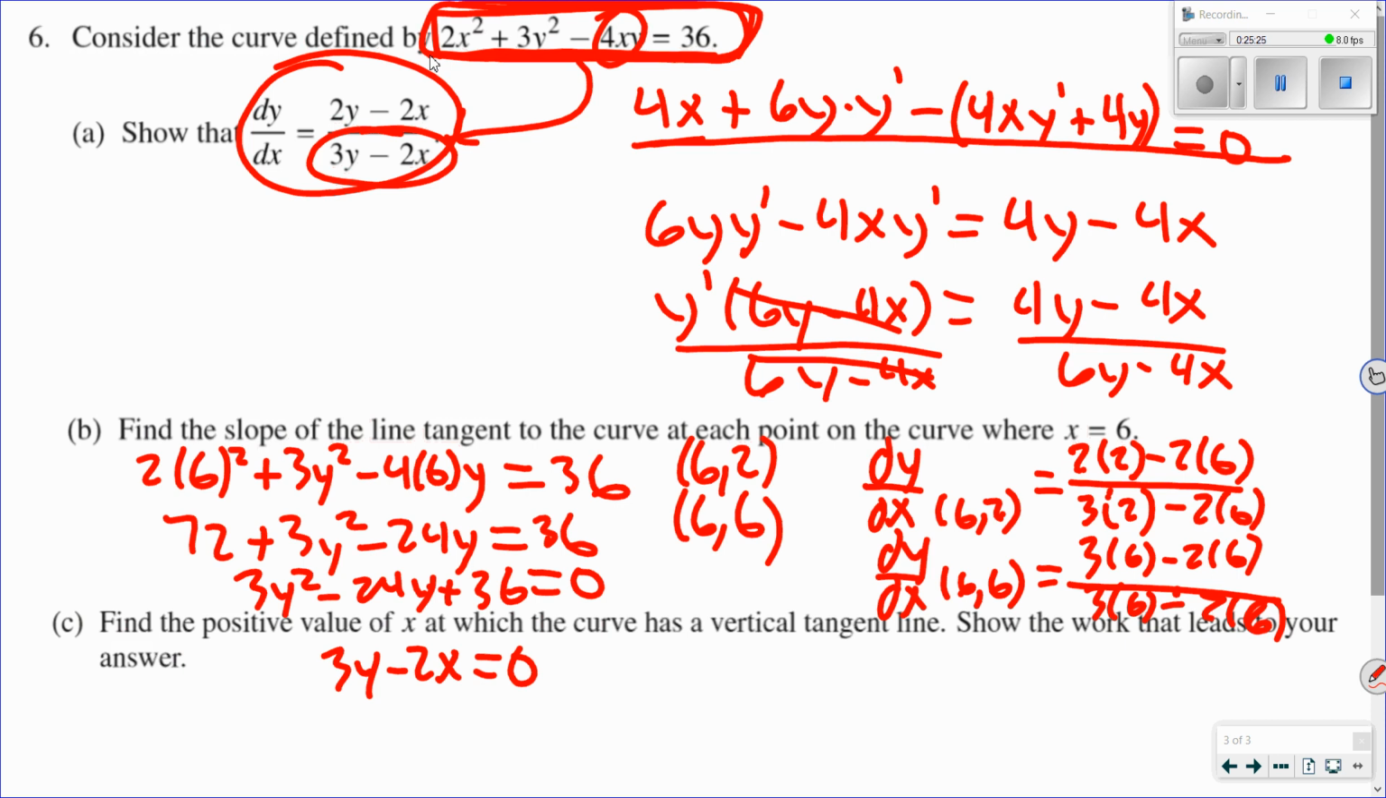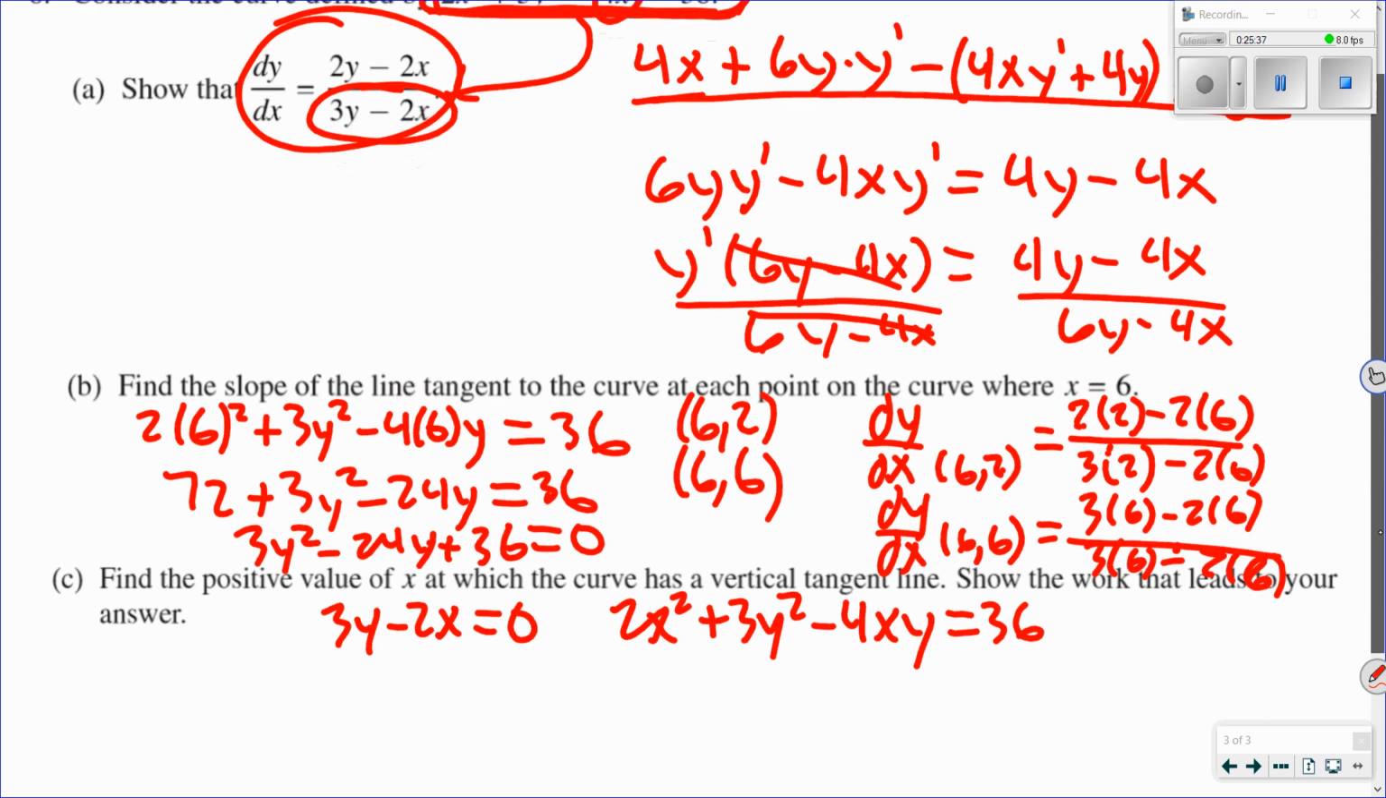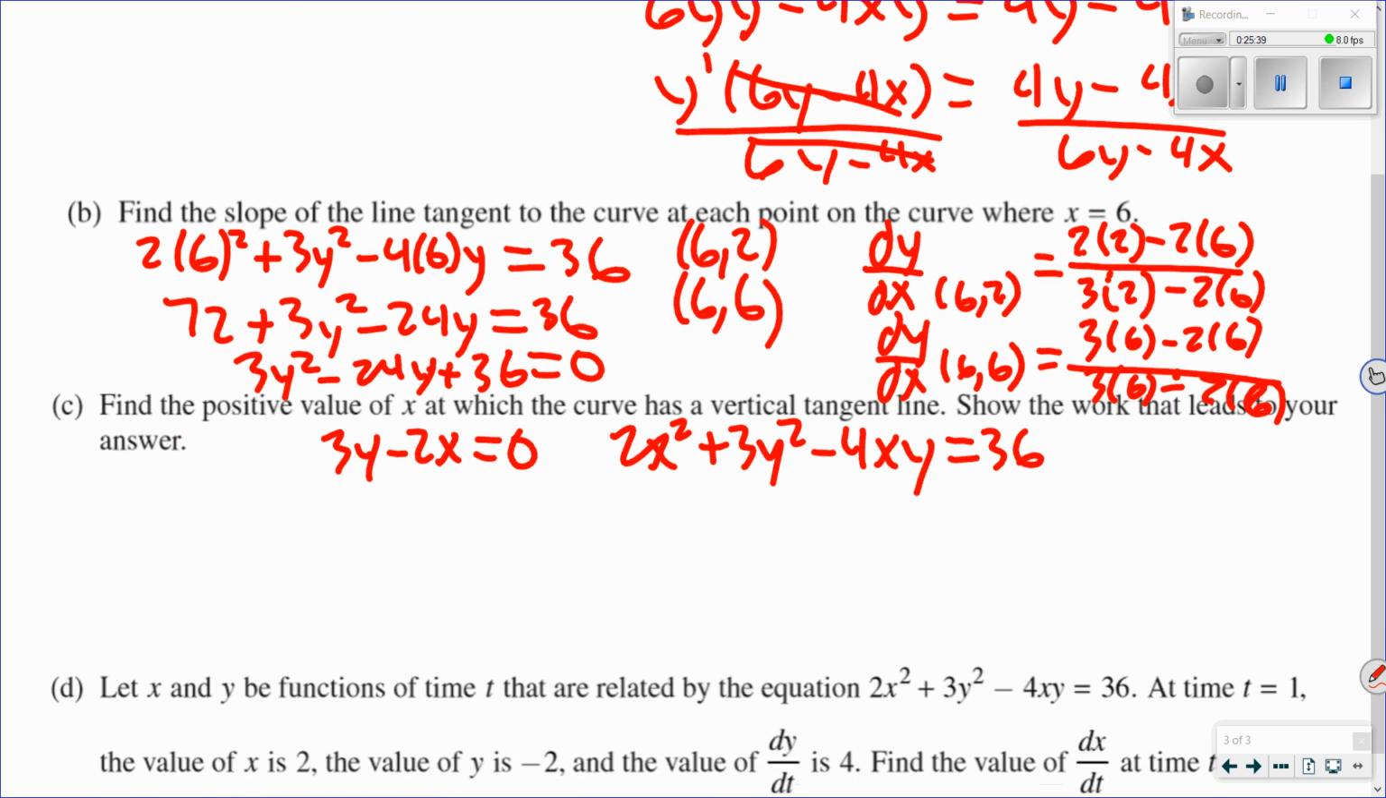So what you're going to do is take that equation, the 2x squared plus 3y squared minus 4xy equals 36, and solve it like a system of equations. I've got to find out what points on this line that would make that 0 would also be on here. So you're solving a system. So what I would do is solve for x on here. You could solve for either one, but I think I would solve for x.